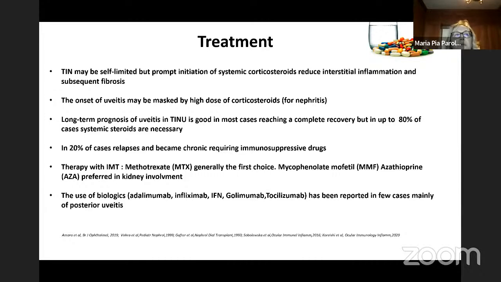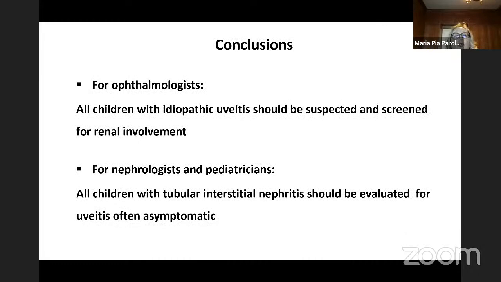Among the different immunosuppressive drugs, there is no one drug more effective than the others, but methotrexate generally is used as a drug of first choice, mainly in childhood. The use of biologics has been reported only in a few cases, mainly of posterior uveitis or in refractory cases.